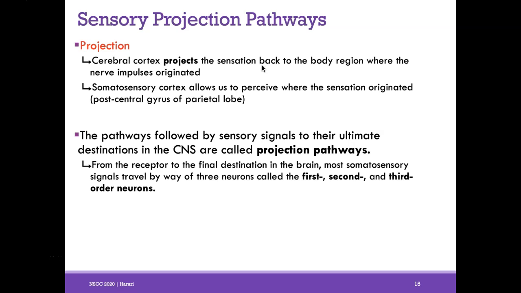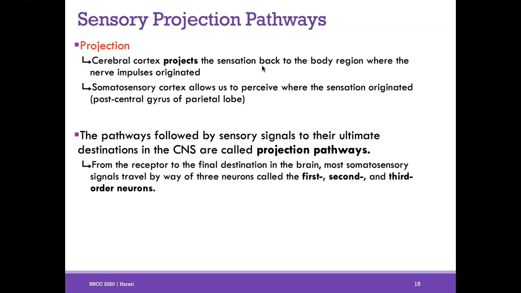So for example, when we press our finger down on the table, that message is getting sent to our brain, but where in the brain is it going? We spoke about the somatosensory cortex. So the postcentral gyrus of the parietal lobe is going to receive a signal from our finger, in the specific location where our brain knows it's the finger.